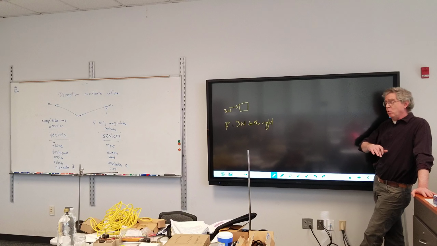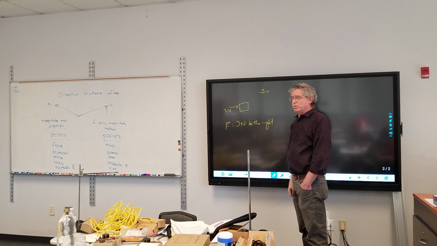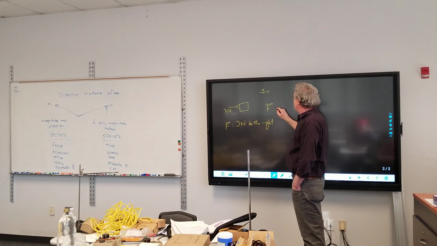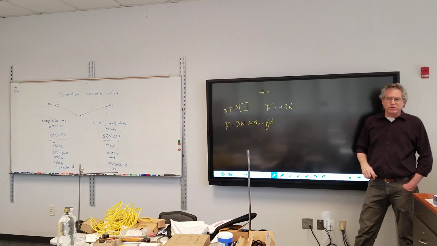One way, if it's a one-dimensional problem, you can get away with it by just saying, you know what, I'm going to make to the right positive. So I just put a little symbol right there indicating to the right is positive. And so the force is positive 3 newtons. That's one way of doing it.